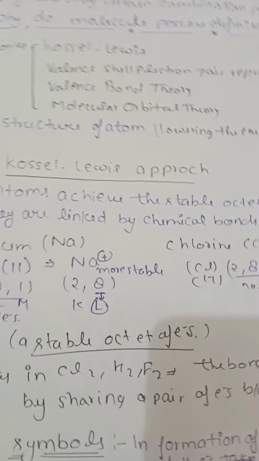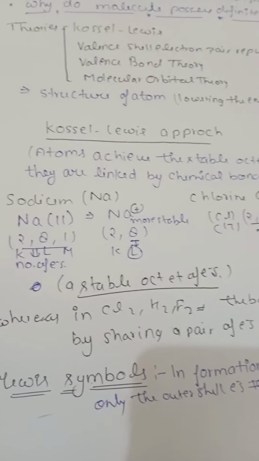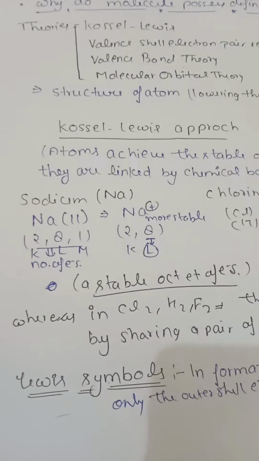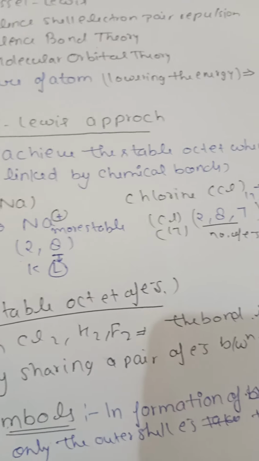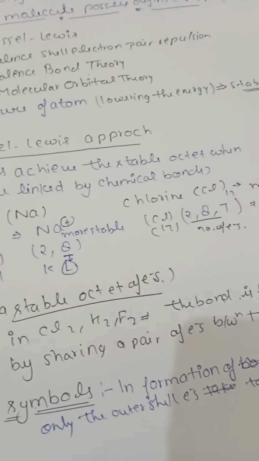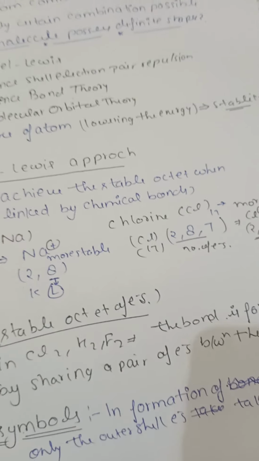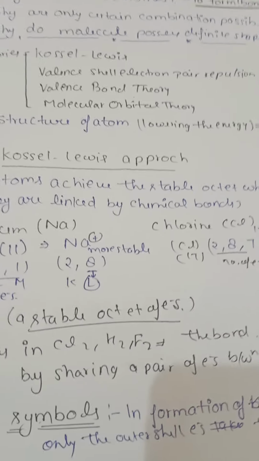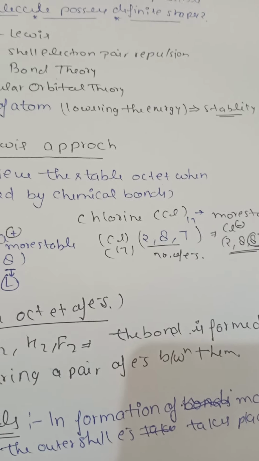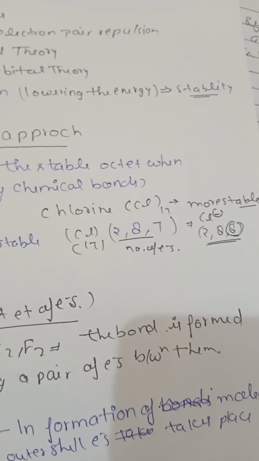Okay, now we will see whereas in chlorine molecule Cl2, H2, F2, the bond is formed by sharing a pair of electrons between them. That means the molecules which don't have ions are formed by sharing of a pair of electrons.